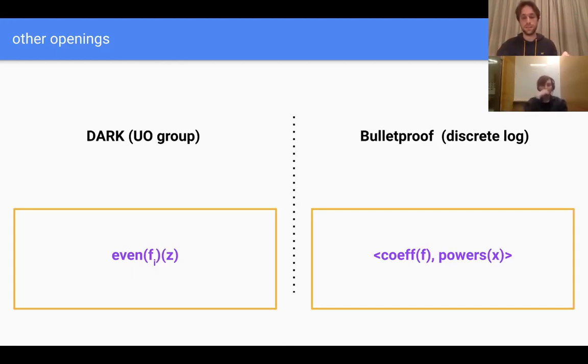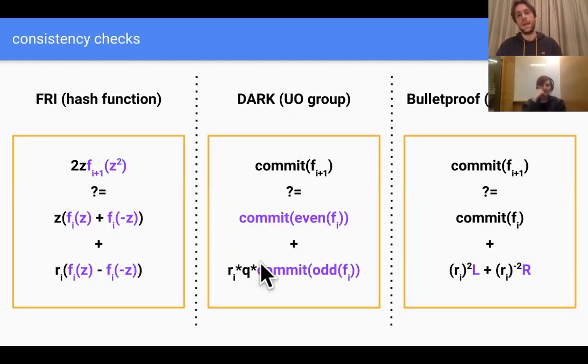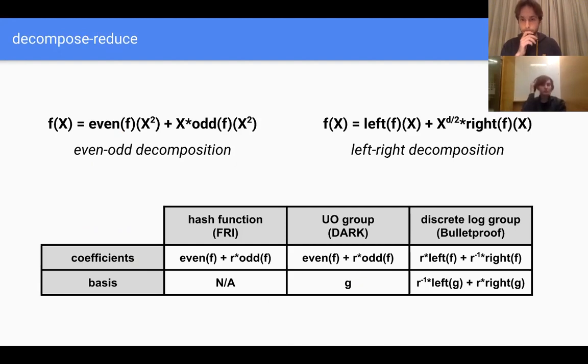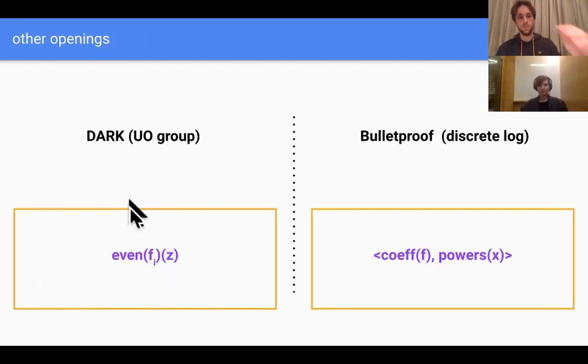In addition to communicating commitments, you're also going to communicate evaluation points. In the exact same way that you have a consistency check on the commitments, you can have a similar consistency check on the evaluation points. Let's say that I'm interested in F evaluated at Z. The prover, in addition to giving me the commitments to the even part and the odd part, will also give me the even part evaluated at Z and the odd part evaluated at Z, and I can check: is F of Z equal to the even part at Z plus the randomness times the odd part at Z? Actually there's an F of i plus one here and F of i on the right-hand side, or vice versa. It's an inline thing that you do.